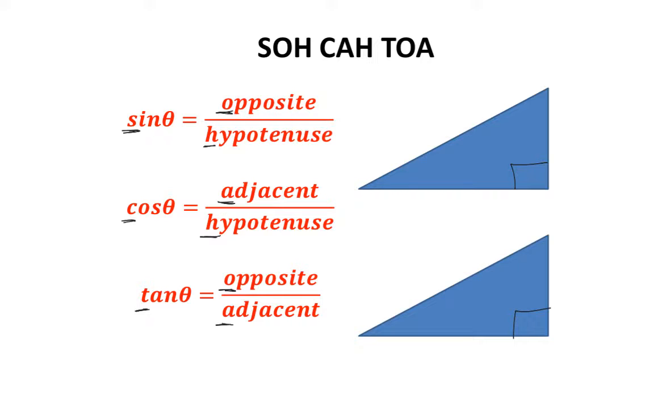A lot of students get confused with the terms hypotenuse, opposite, and adjacent. Remember, the hypotenuse is the longest side in a right triangle, and it is opposite to the 90-degree angle. So it would be right here.